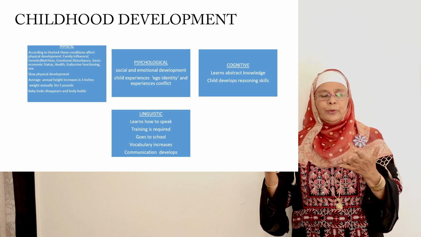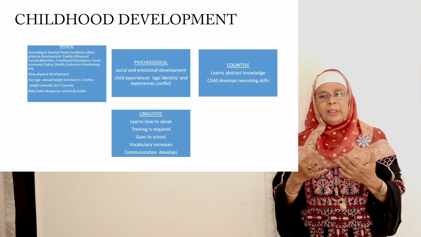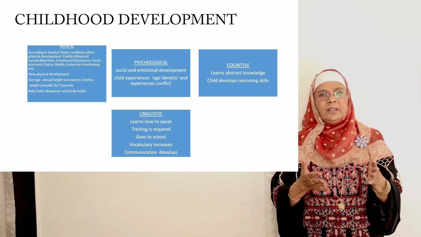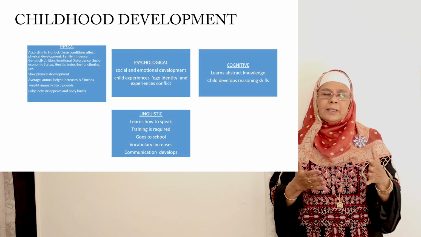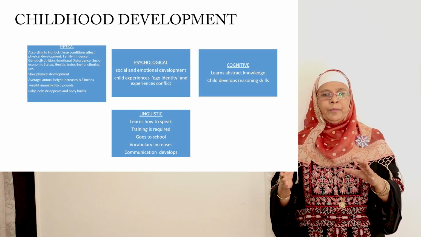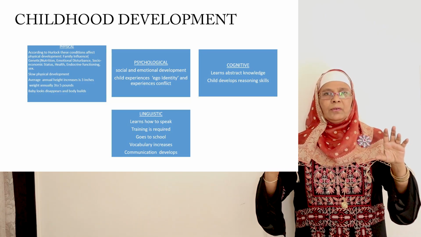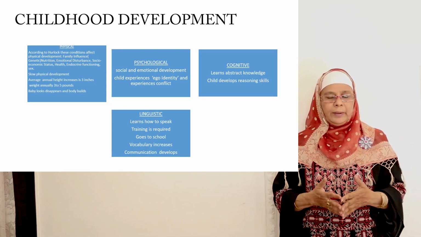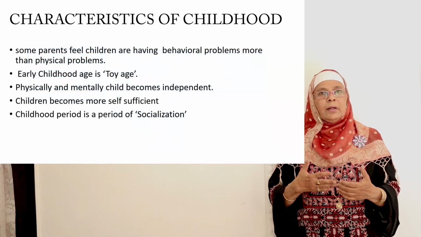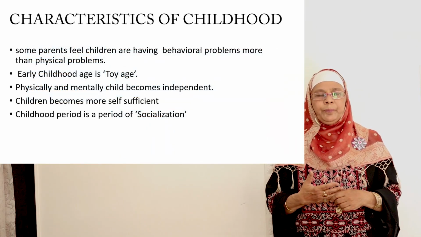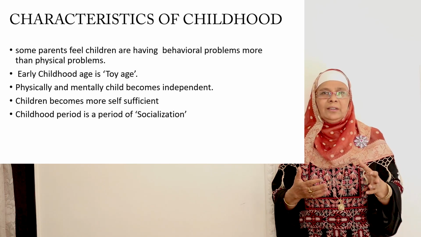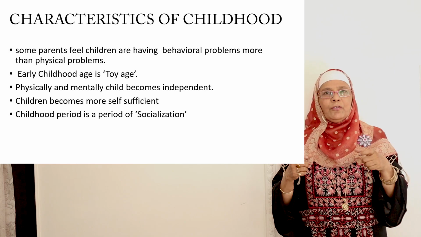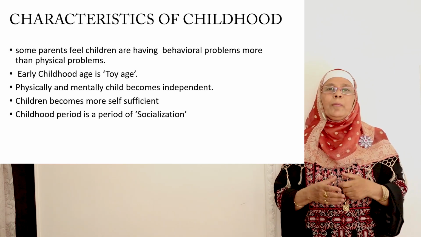The child is already going to the high school, so his vocabulary also increases. He develops communication with his friends, he develops communication with his parents, with the teacher, etc. These are all levels of development taking place during the childhood period. Let us understand what are the characteristics of the childhood period. Some parents feel that the childhood period is the period of behavioral problems.